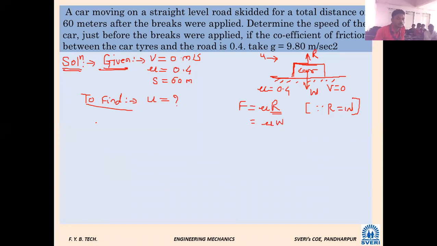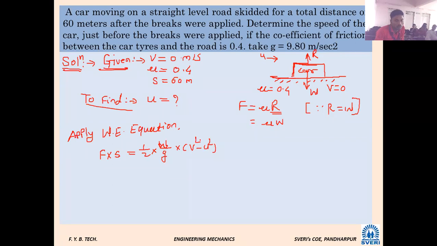Okay, are you with me? Apply. Shall I write in short the work energy equation? So what will that be? F into S equal to 1/2 into W divided by G into bracket V square minus U square. Okay.